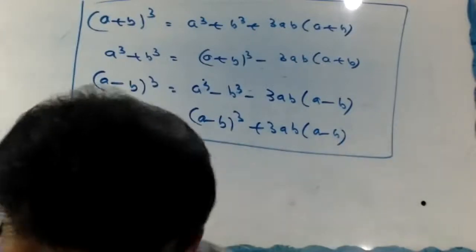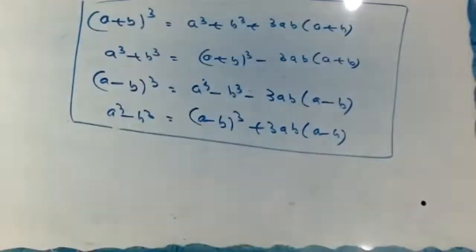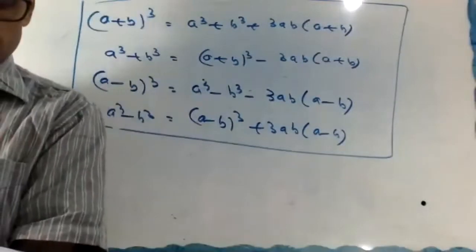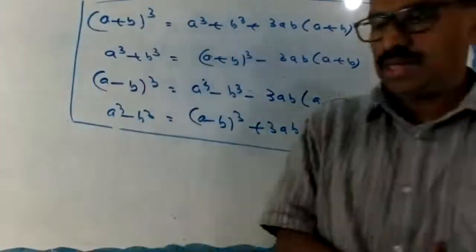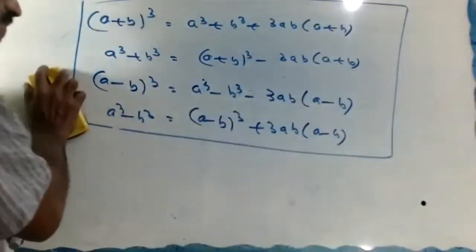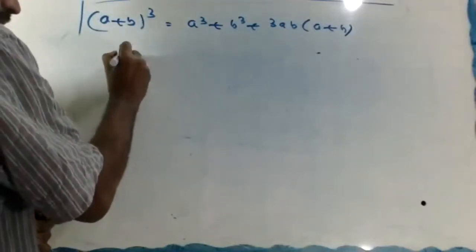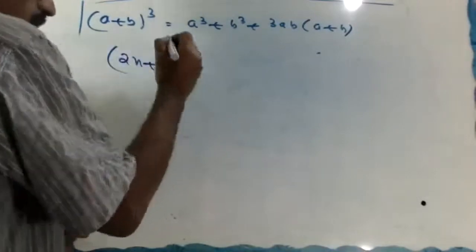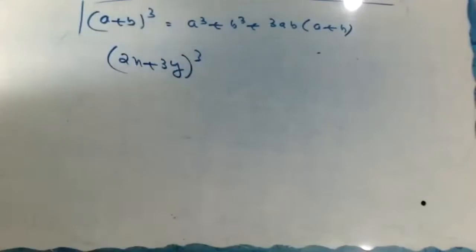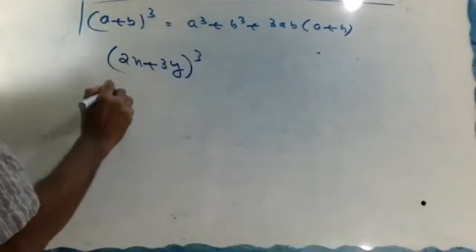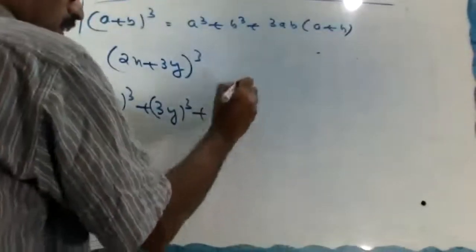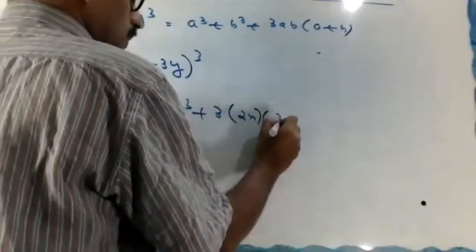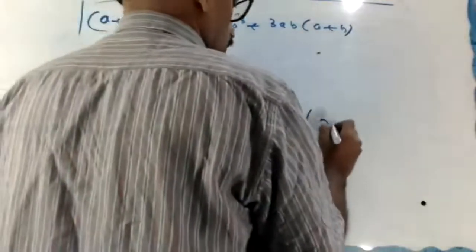Okay, now look at here. Some questions, right? Look at here, the first question. 2x plus 3y whole cube. I'll show this one. That is, a is 2x, b is 3y. So you write 2x whole cube plus 3y whole cube plus 3 into 2x into 3y into 2x plus 3y.